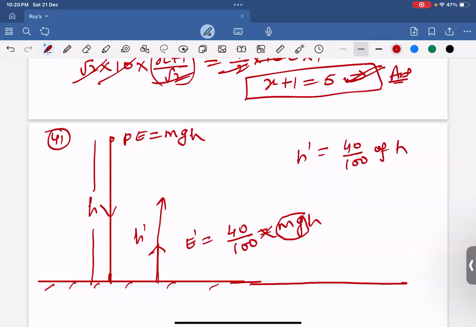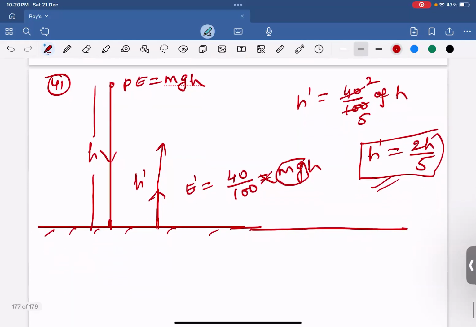Do you understand, Neil? Yes, sir. That means 2 by 5. That means new height is 2h by 5. That should be the answer. Right? Understood the concept? Yes, sir. Okay.